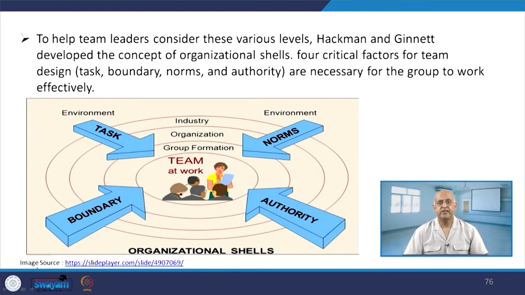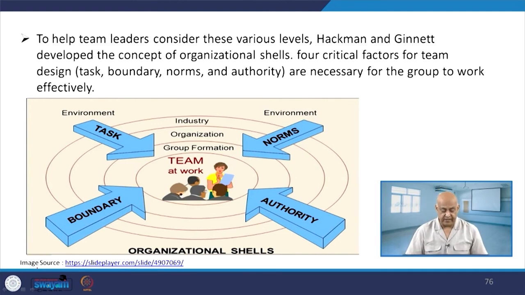This is called the organizational shells, and which shell is applicable will be decided by the organization or by yourself, on the basis of the situation you are having. In that case, what is ultimately important is that all four parameters are equally important and are supposed to be followed.